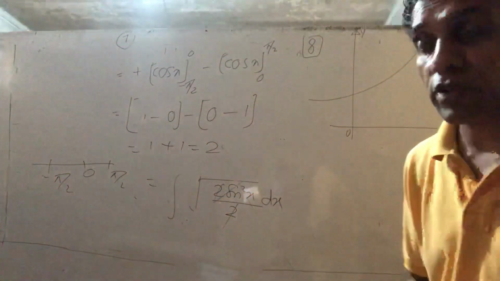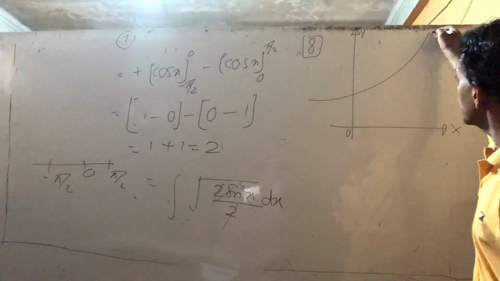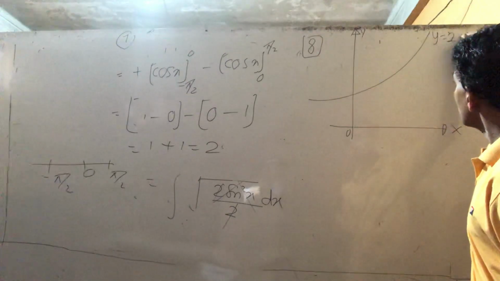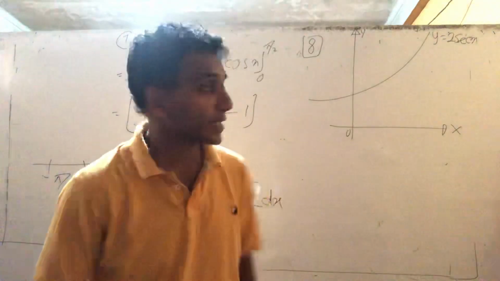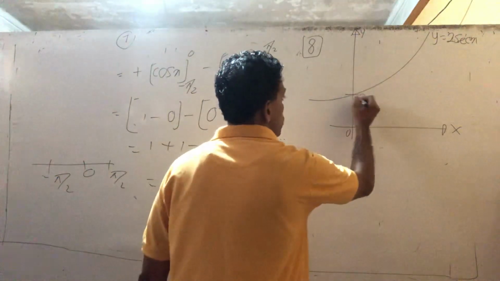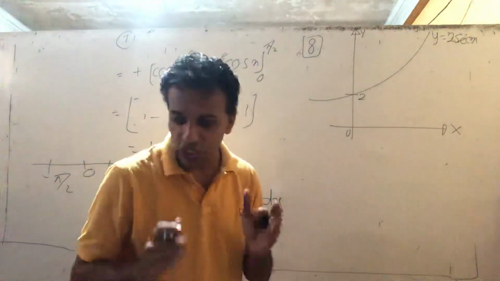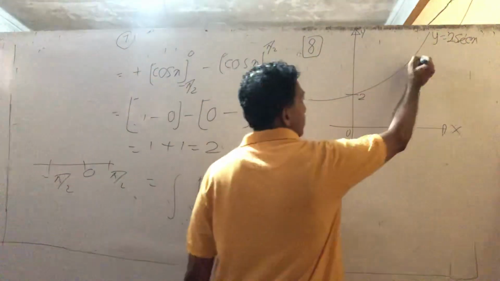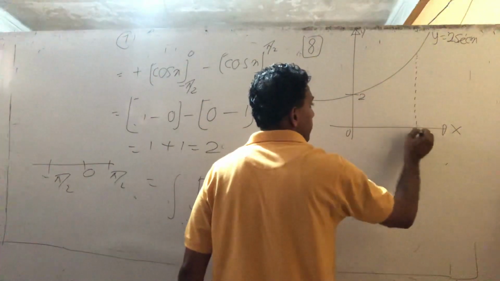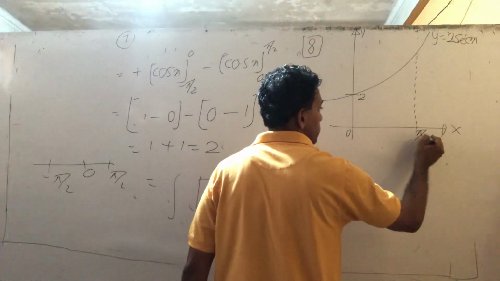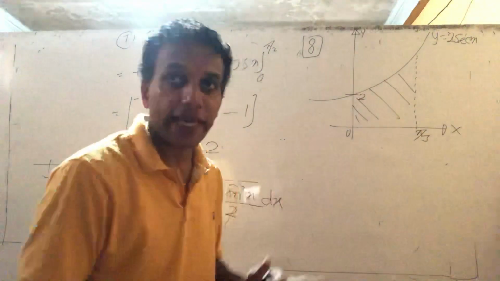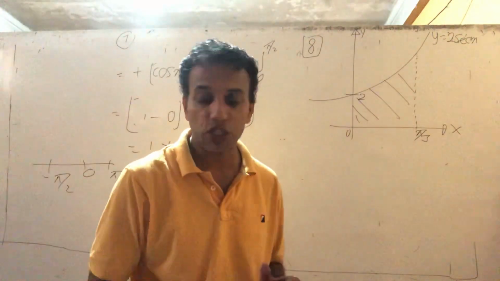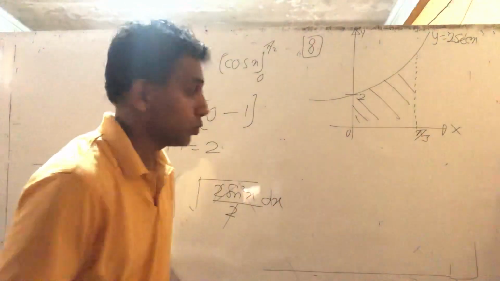They showed a part of a graph, y equal 2 sec x. It cuts here at 2, and they ask for the region bounded by pi by 3. Find this area using the application of integration, the area under the curve.